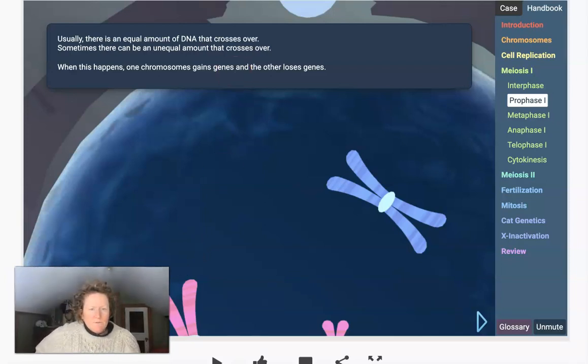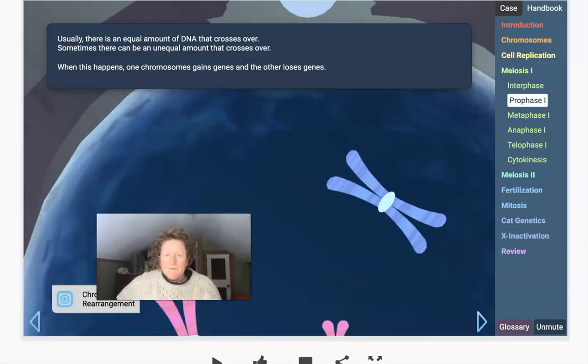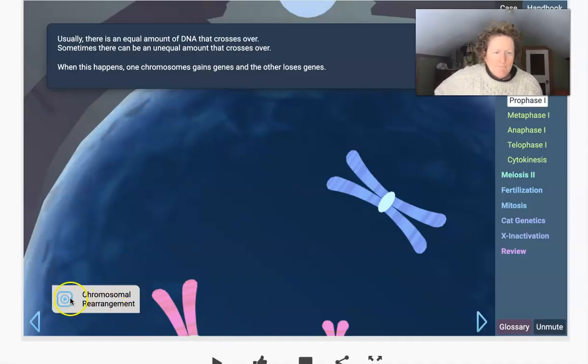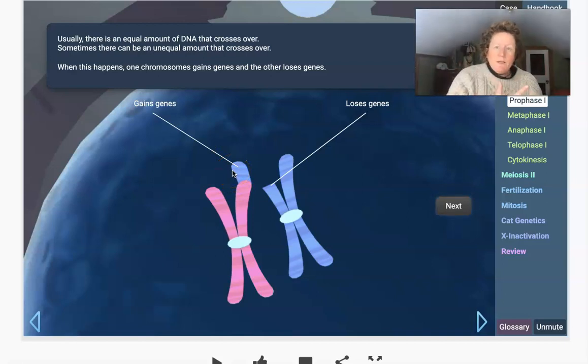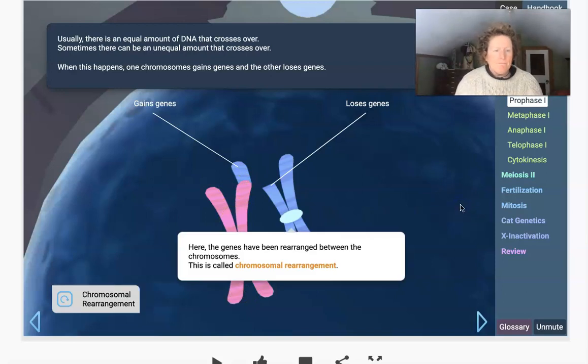It's called chromosomal rearrangement. So let's watch that happen here. Part of a chromosome gets stuck on the other one. It's not an even exchange, and one ends up with more and one ends up with less. Here the genes have been rearranged by the chromosomes. This is called chromosomal rearrangement. And sometimes, a lot of times you already have one copy of the gene, so it's fine. But if you gain extra copies of a gene, sometimes it can cause problems.